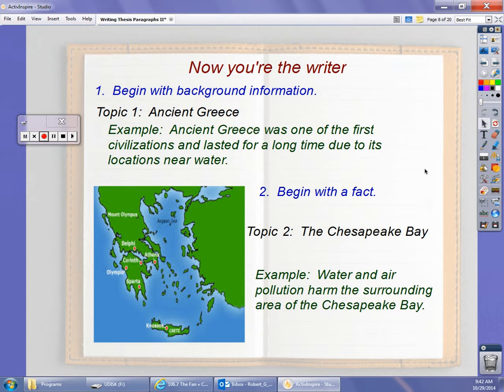So here we have: ancient Greece was one of the first civilizations and lasted for a long time due to its location near water. So this gives you a little bit of background information of the success of the civilization. And then for the Chesapeake Bay: water and air pollution harm the surrounding area of the Chesapeake Bay. That is a fact. So we have 4 methods to begin your thesis paragraphs. For our next lesson, we're going to take a look at how you actually write a thesis statement.